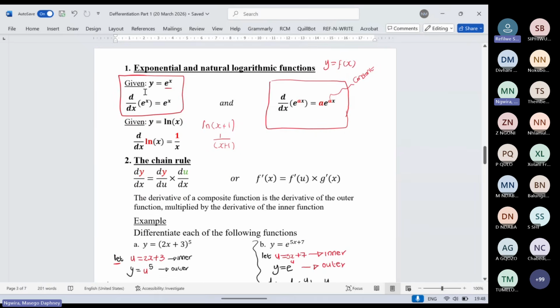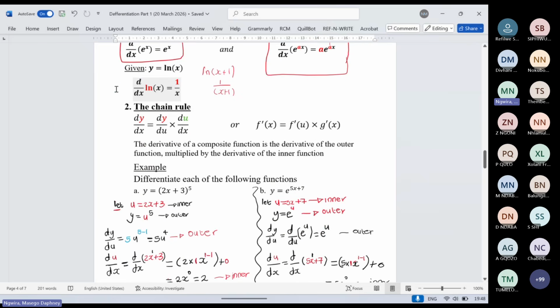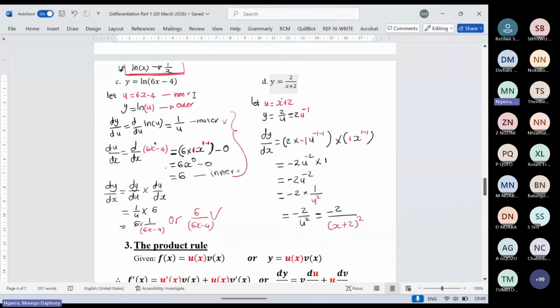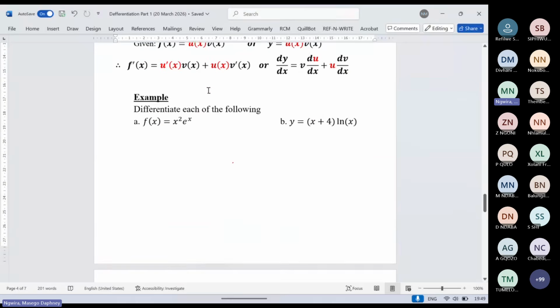So these are what we call exponential and natural logarithm functions. If we have to differentiate the exponential function, this is what happens. If we have to differentiate this logarithm, this ln, this is how you get the answer. That's it. Don't use first principle. First principle is too long for differentiating.